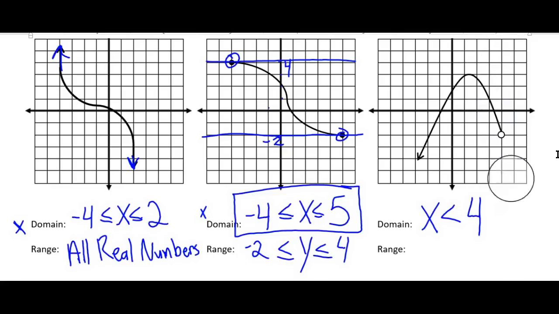My range is bottom to top. If I look at the bottom, there is no bottom boundary because that keeps going forever. But there is a top boundary. The top boundary is up at +3. All of the y values, the entire graph, is below that mark. So all of the y values on this graph are less than 3.